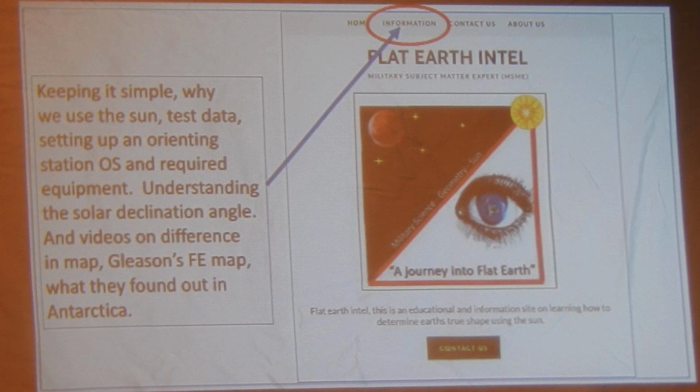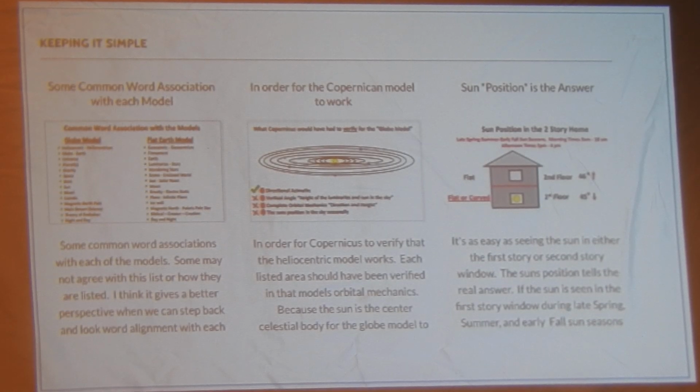And then the second page of the website is the information page. Again, that goes into keeping it simple, why we use the sun, test data. There's some more test data on that page as well. Setting up the orienting station and required equipment to perform observations, understanding the solar declination angle. There are videos on how to do that, as well as the difference in maps, the Gleason's flat earth map and the digital Google Earth maps and Google Earth Pro, as well as some information about Antarctica and I think what they figured out in 1947 with the Byrd expedition.